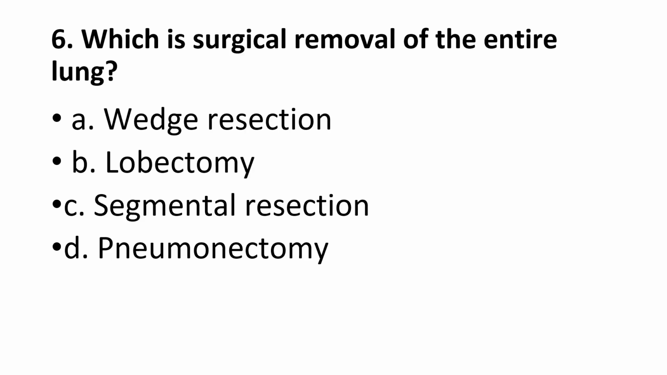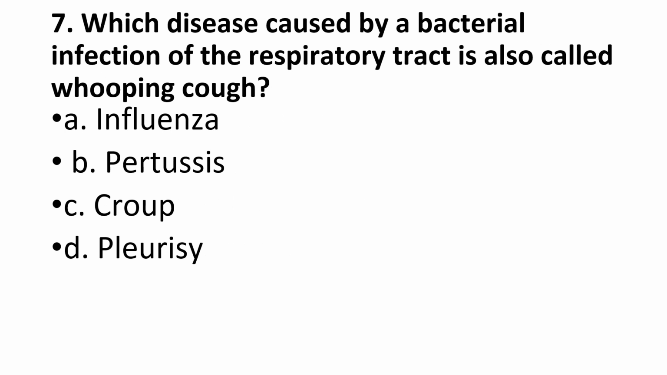We talked about surgical removal of an entire lung, which sometimes is indicated in severe lung cancer, and we would call that a pneumonectomy. A pneumonectomy. Pneumo meaning lung, ectomy, removal. A lobectomy would be partial removal of the lung. Remember, the right lung has 3 lobes, the left lung has 2. Which disease caused by a bacterial infection of the respiratory tract is also called whooping cough? And if you remember that term, that was called pertussis. Pertussis.